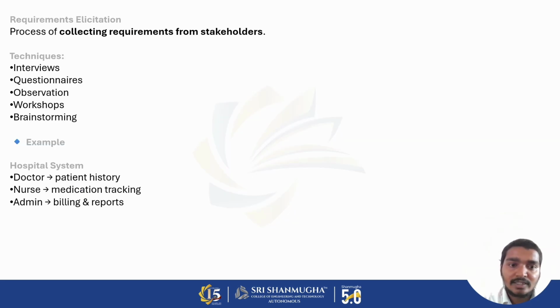So next, requirement elicitation is the process of collecting requirements from stakeholders, and the techniques are interviews, questionnaires, observation, workshops, and brainstorming. They are the elicitation models in requirement elicitation. So an example is the hospital system. The doctor can check the patient history. The nurse can handle medicine tracking. The admin can handle billing and reports. So they work collaboratively in the requirement elicitation process.